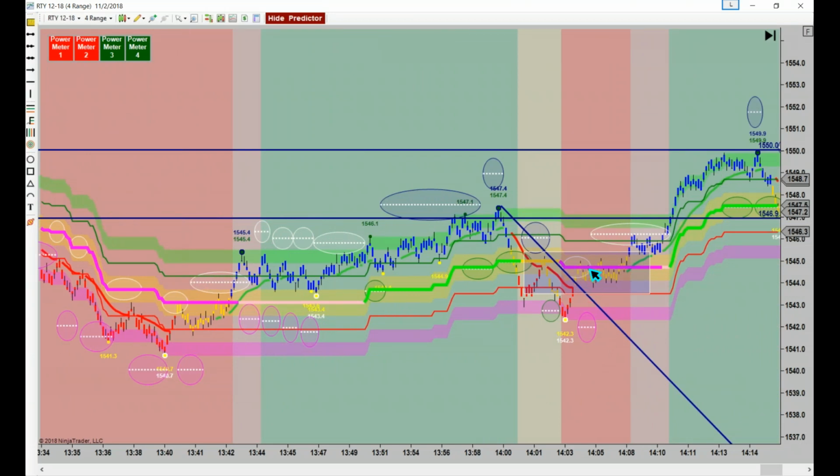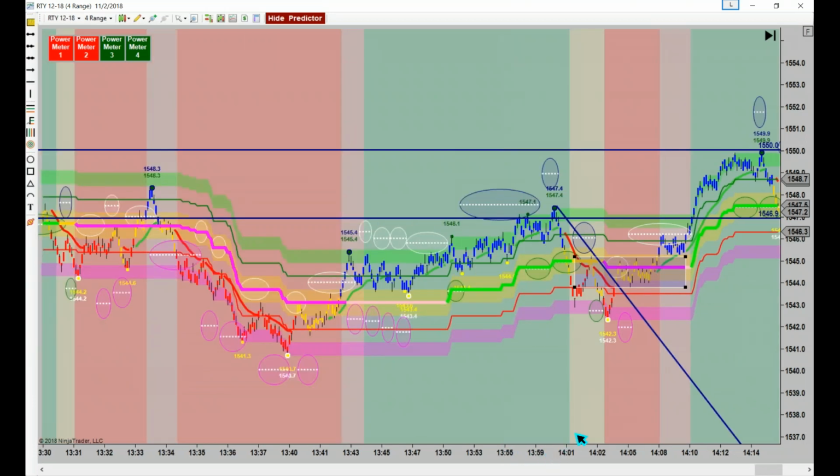Okay, so when we say no bias, a lot of times when I ask in the room with Charles, I'll say, are you including the wick? Because if you go this tight, what if it just barely closed with that yellow bar and then comes right back down inside? So you want to be careful how tight these boxes are, because if they're too tight and they just fake you in, then you're going to get whacked around. And with ES, to give an example, at 12.50 a tick, that whacking around hurts.